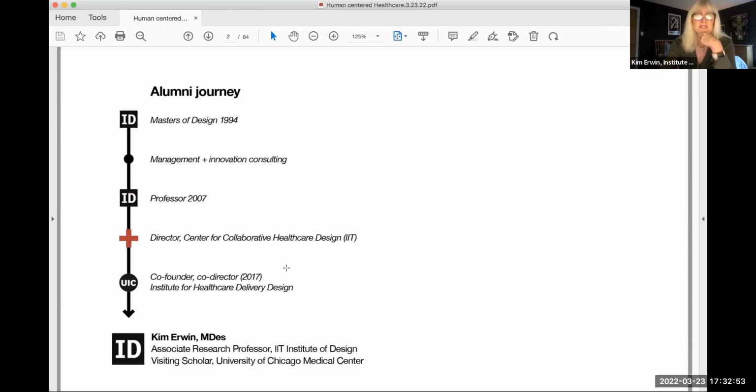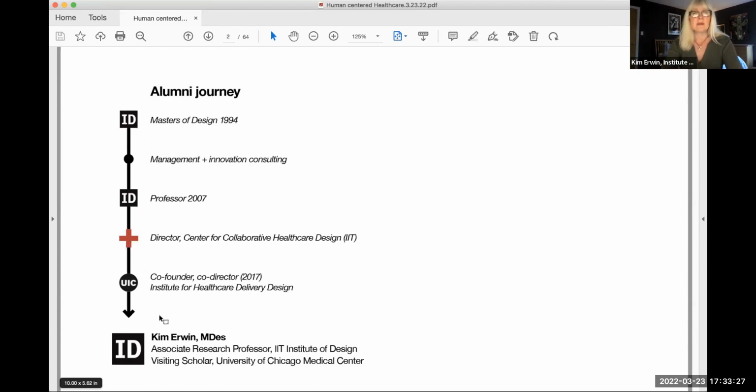As Kristen suggested, I actually started my healthcare work in 2013. I became director of the Center for Collaborative Healthcare Design, which is sort of a lab for healthcare and design at the Institute of Design that I built with the research funding that I had collected. And then I was recruited to UIC to co-found and co-direct a new lab called the Institute for Healthcare Delivery Design, which is really sort of merging design and healthcare sciences and creating a delivery science lab there.